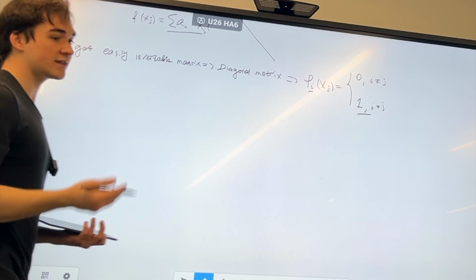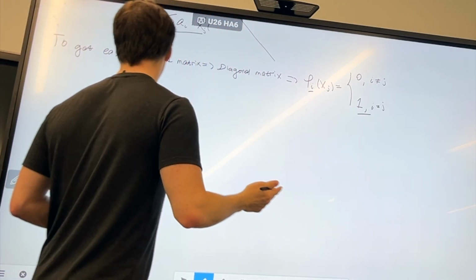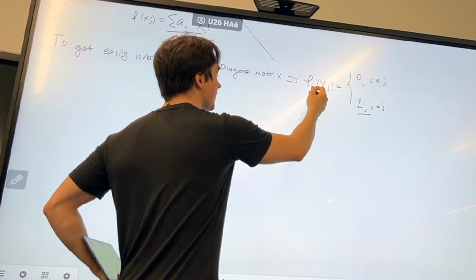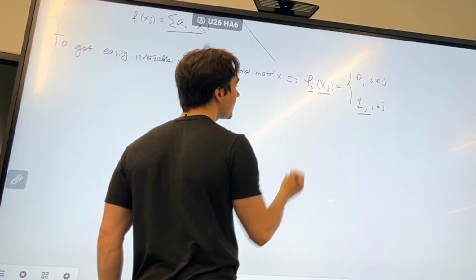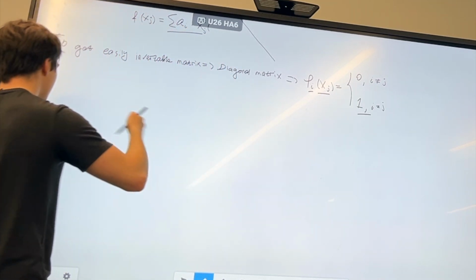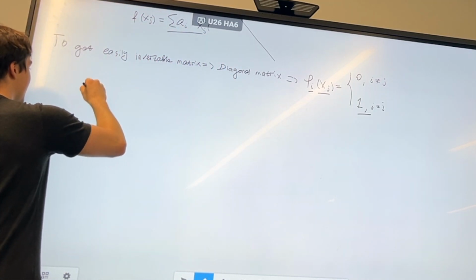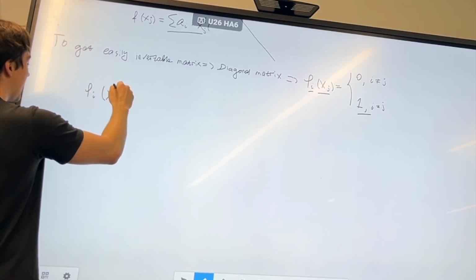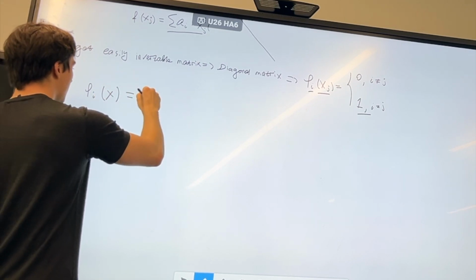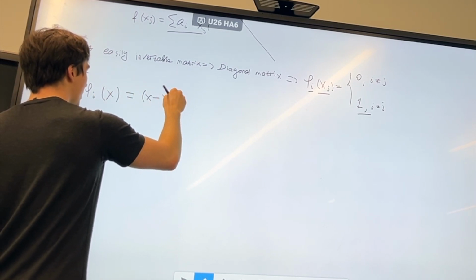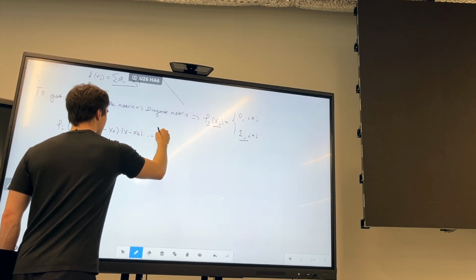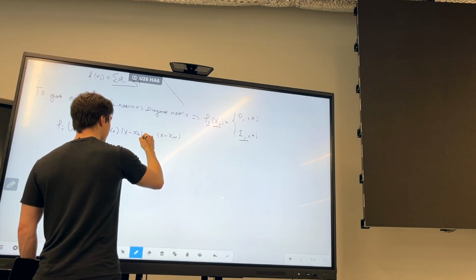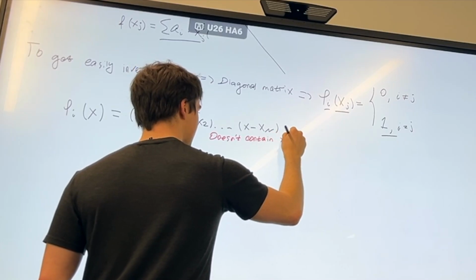And how to do that? We use a theorem from algebra that if we have roots at xj, then we can decompose the polynomial into factors. And our first idea is to say that phi i of x is equal to x minus x1, x minus x2, and so on, x minus xn, and here it doesn't contain x minus xi.